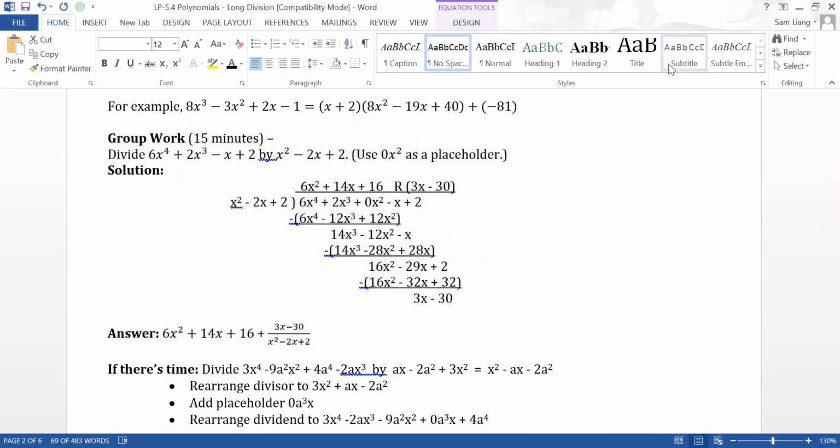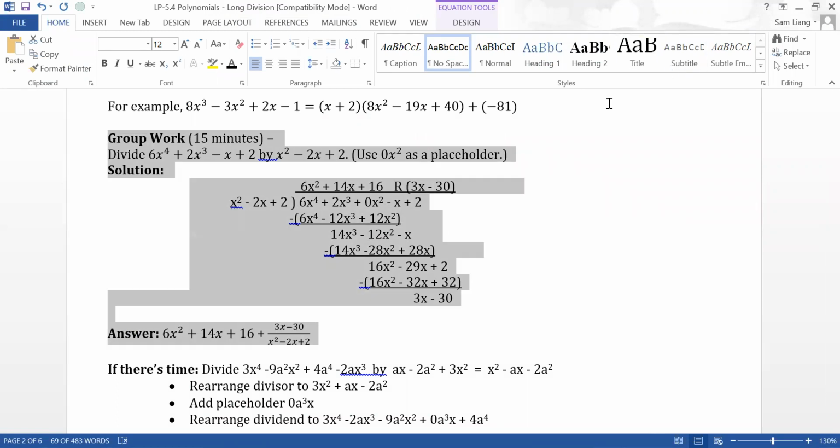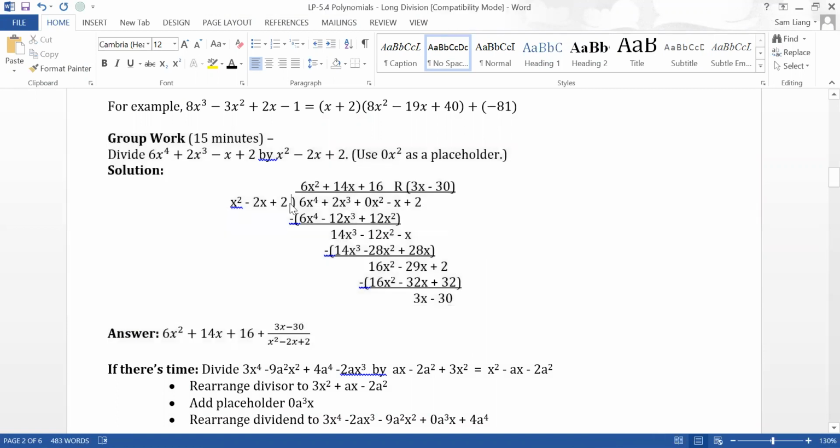Wait, so I have a question. When we were dividing polynomials, what we have to multiply is the divisor, right? The x squared minus 2x plus 2. We put that on top as the answer, since we have to multiply x squared by 6x squared, so that would have to go up top, right? The 6x squared? Yeah, that one goes on top. That's the first quotient, the first part of the quotient.